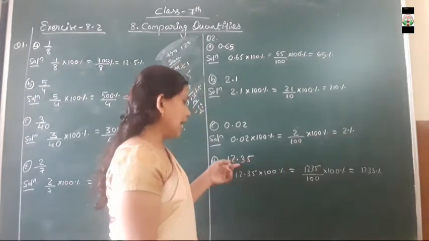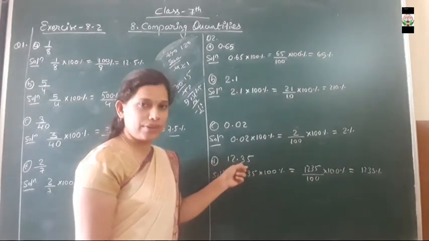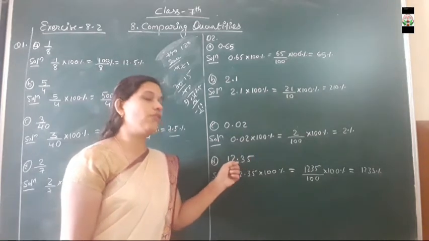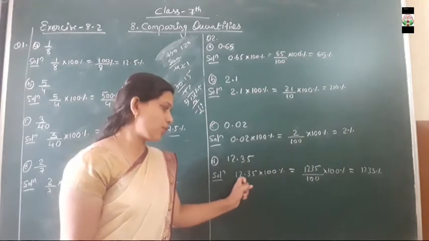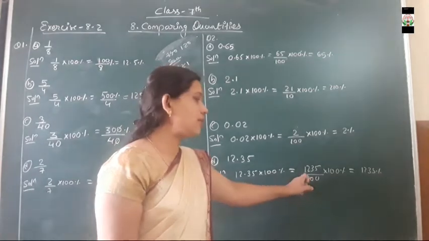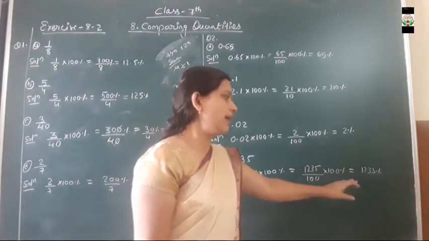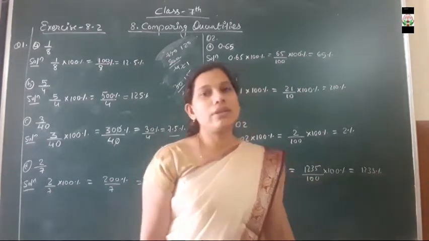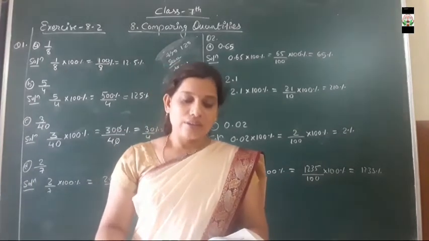In the same way, the last part of this question is this decimal 12.35, we have to convert it into the form of percent. So in order to convert this decimal into the form of percent, we are going to multiply by 100%. So here 12.35 can be written as 1235 upon 100. So 100 and 100 will get cancelled, and the percentage of the decimal 12.35 will be 1235%. So here we have completed question number 2.